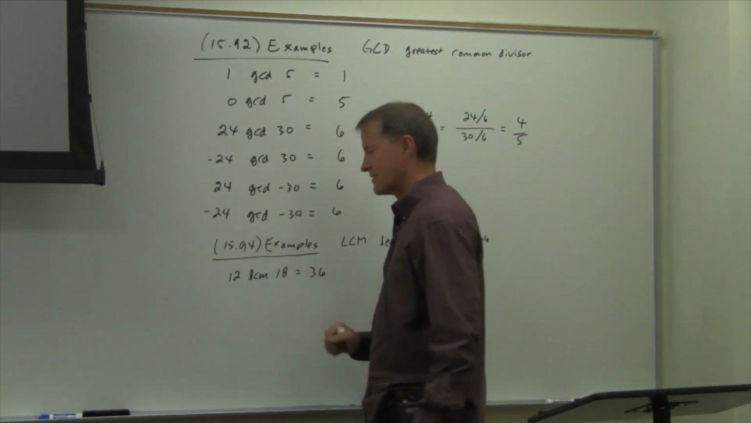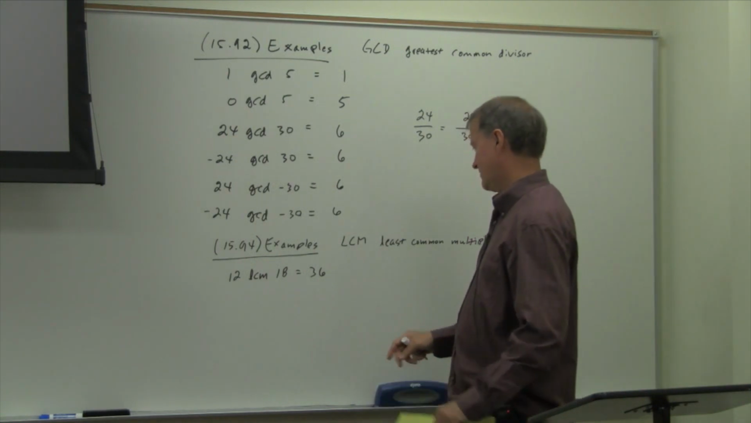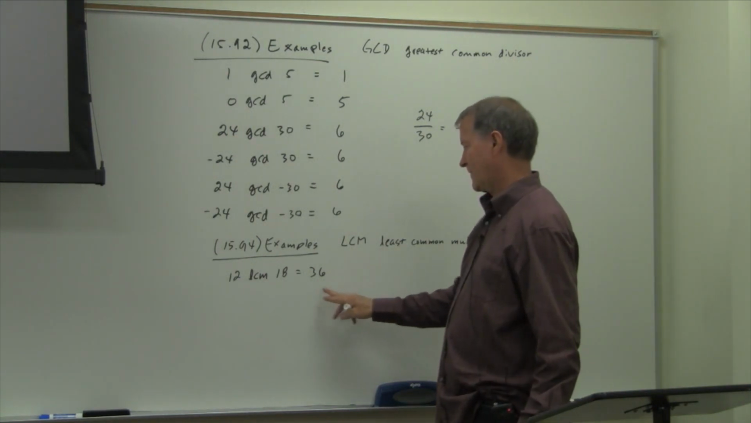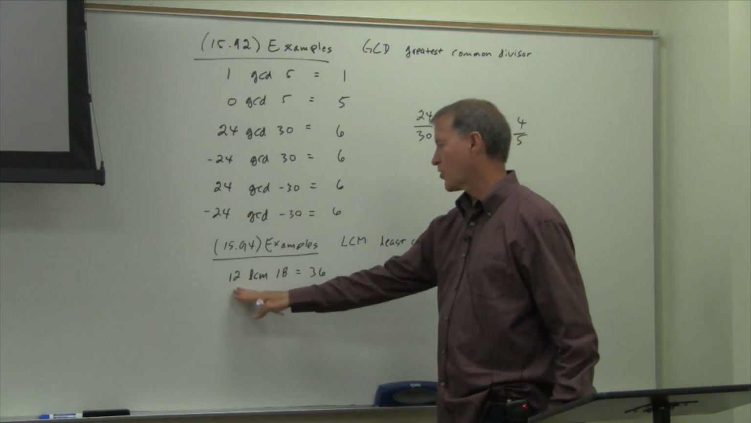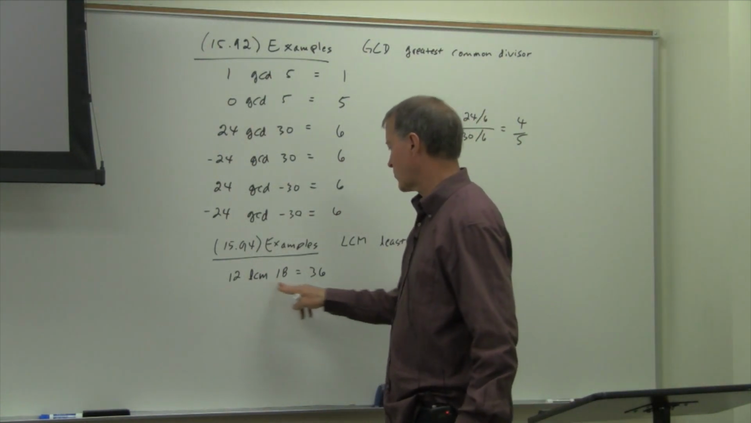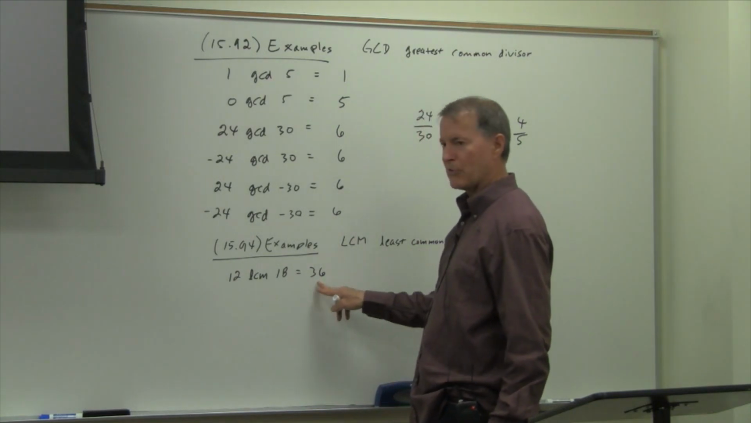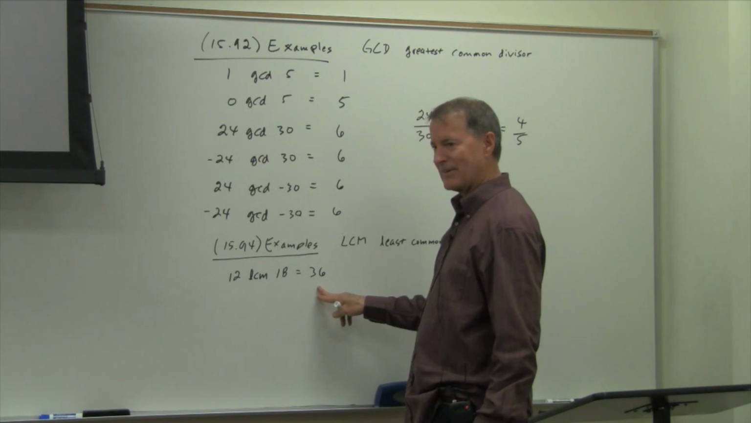So how did you get that? It's the least of all the things that these will go into. It's the smallest one that both of these will go into. 12 will go into 36 and 18 will go into 36. And furthermore, 36 is the smallest number that they will go into.